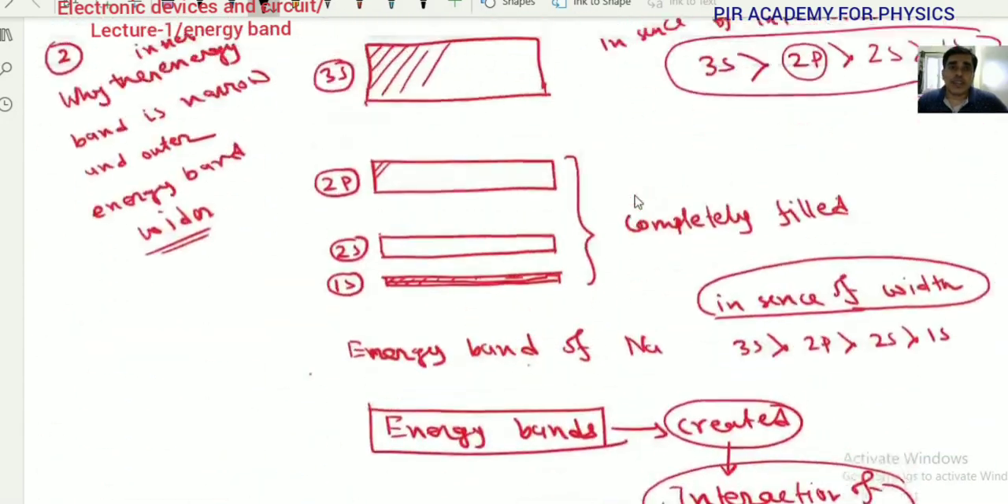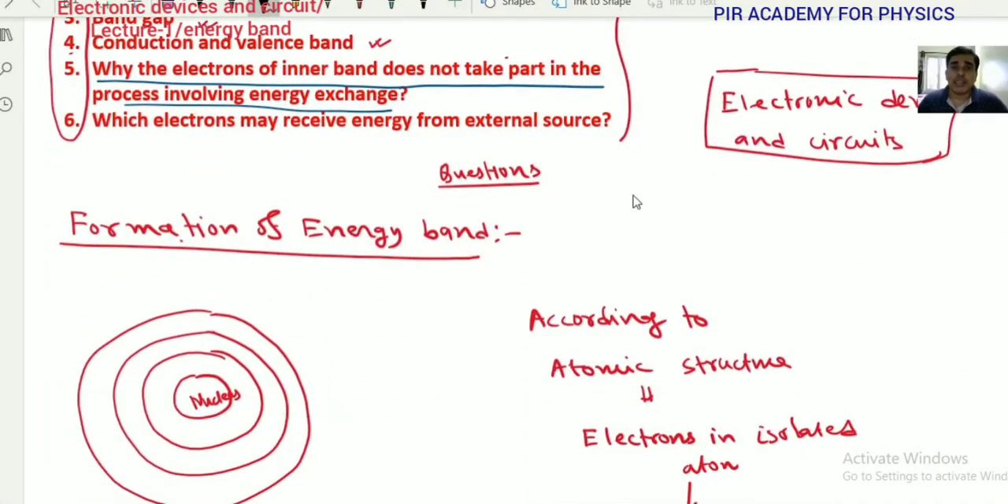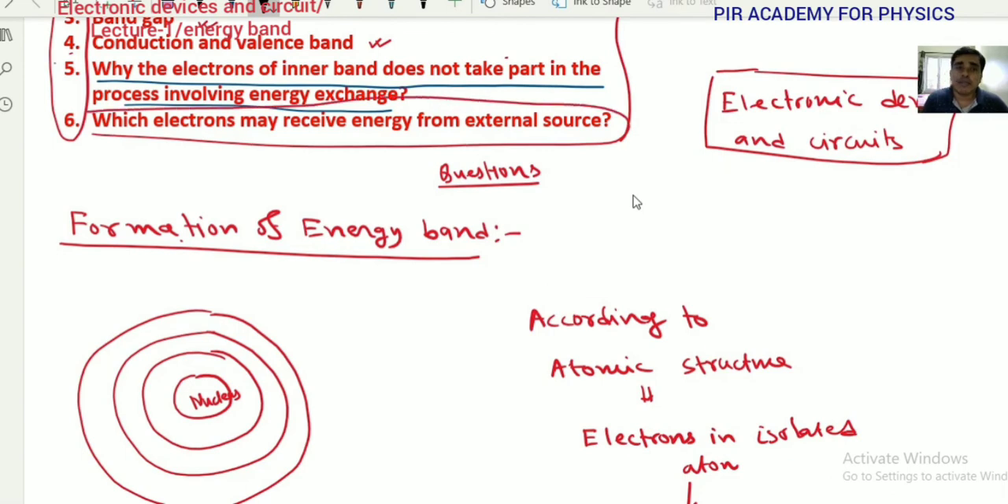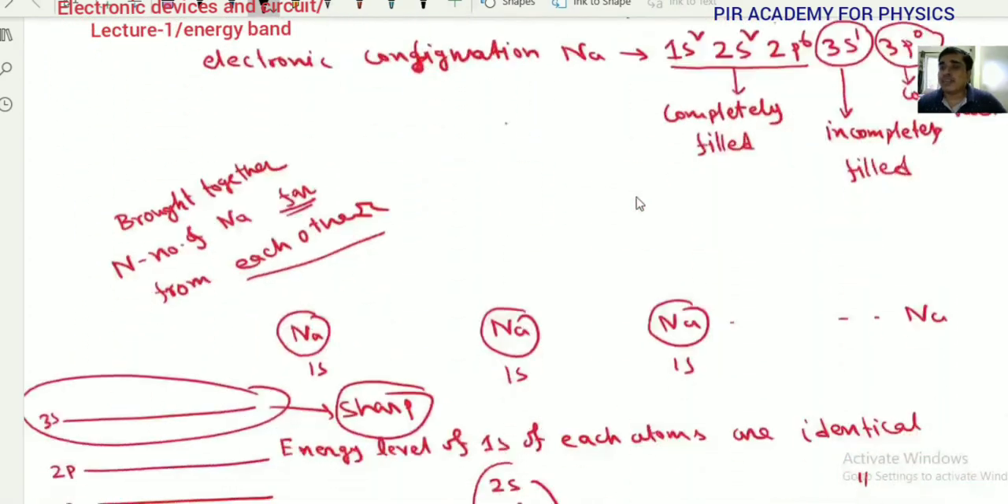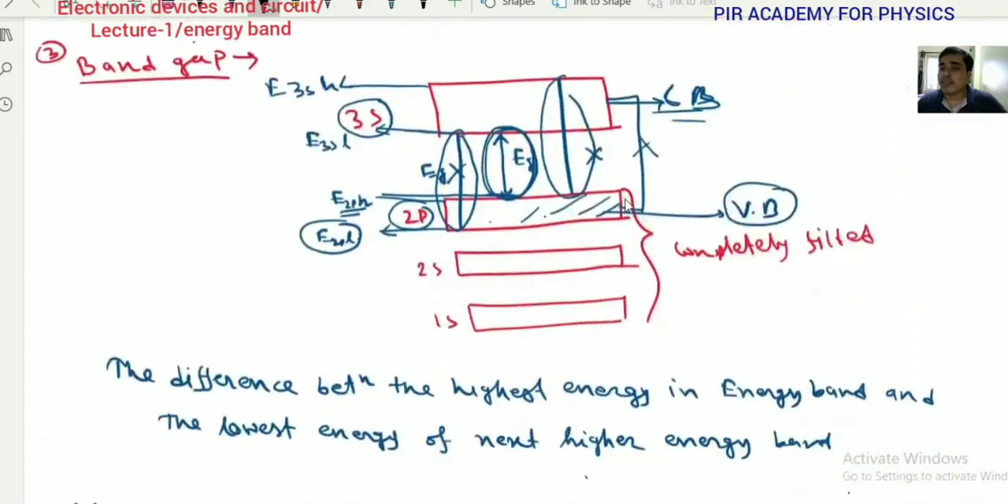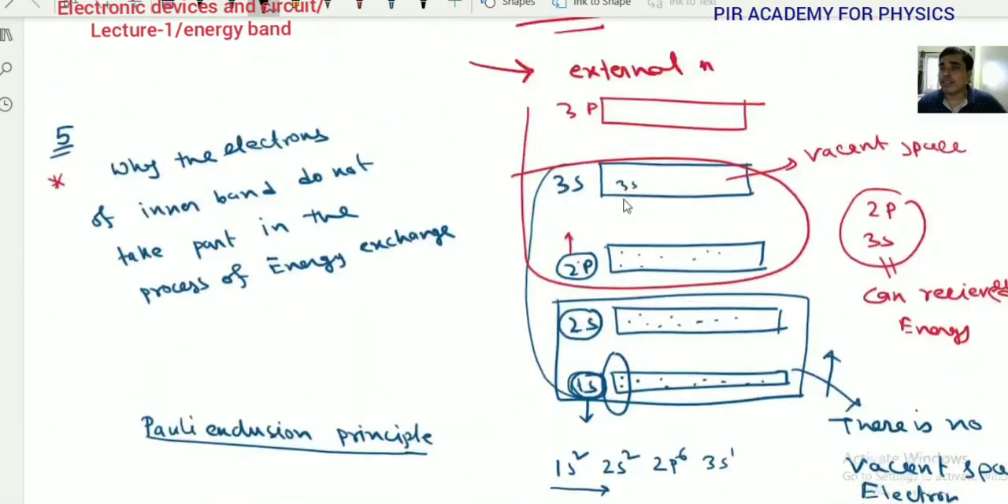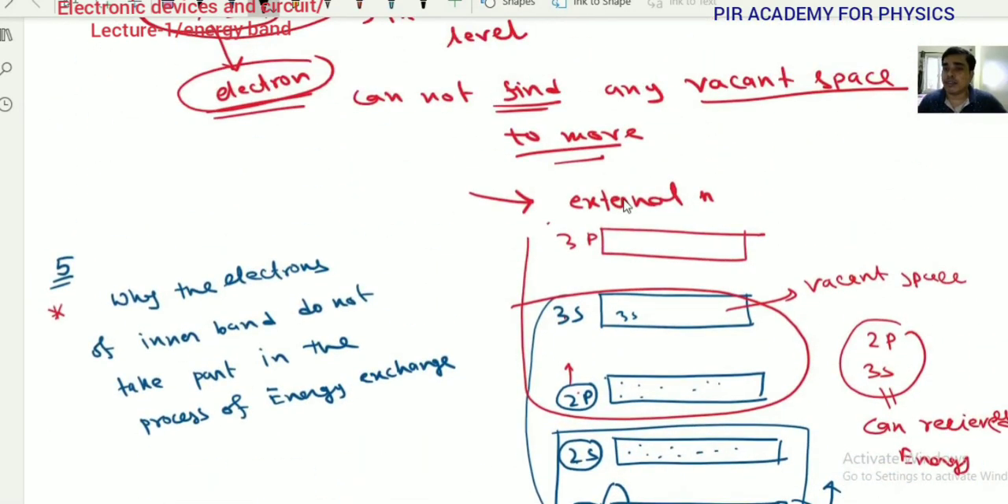Now, what is the sixth question? Sixth question, that means which electron may receive energy from external source. So in question number 5, I have already discussed which electron is able to exchange or take energy from the external source. The outermost electron. Okay, the outermost electron can receive the energy from the external source.